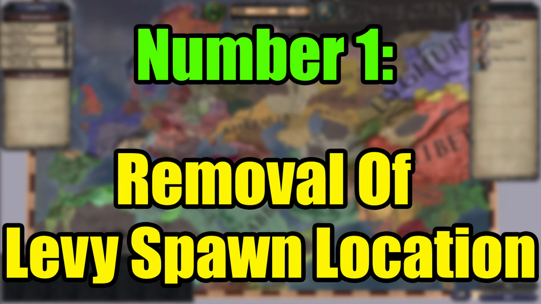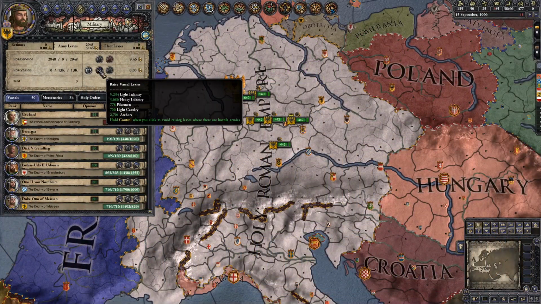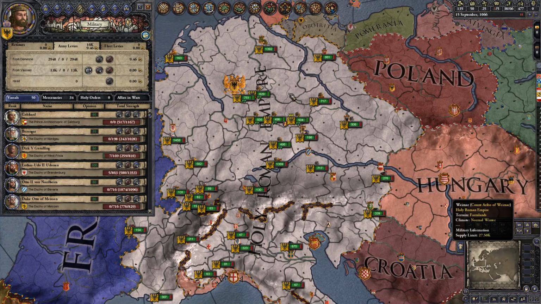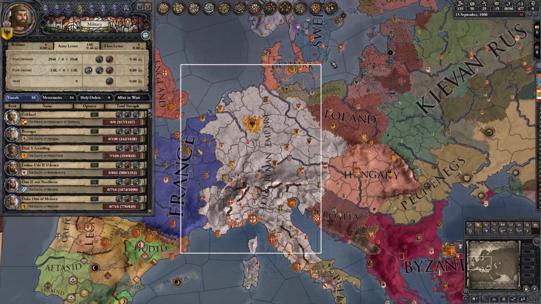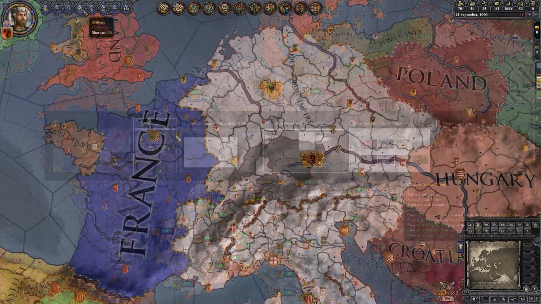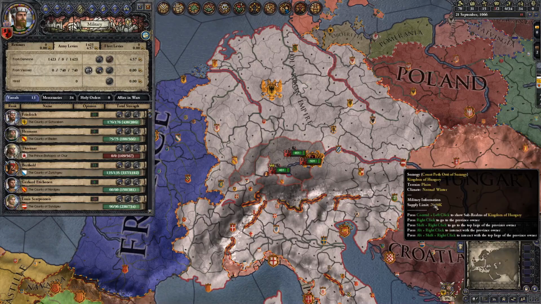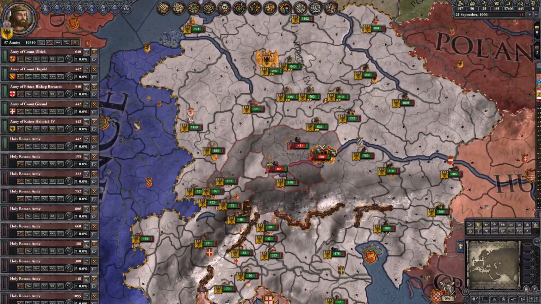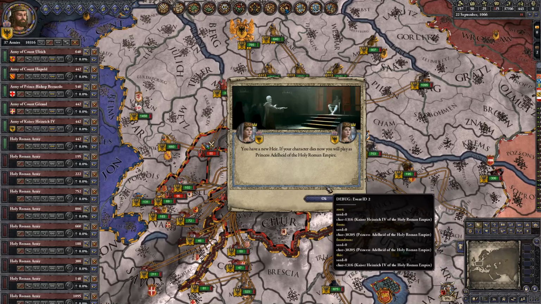And then the final thing we have here is levy spawn locations. This may not seem important, but I think it is very important. When you're fighting a war, all your levies will spawn in one location, which may seem like quality of life, similar to the ships thing, but you really do lose out on some realism of having levies spawn all across your country and being able to smash smaller stacks, especially with revolts.